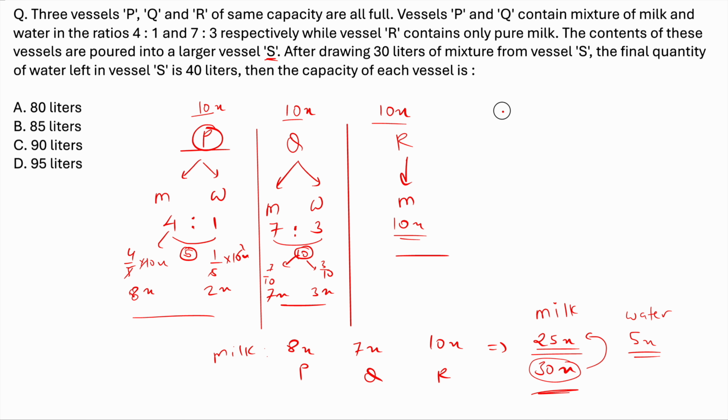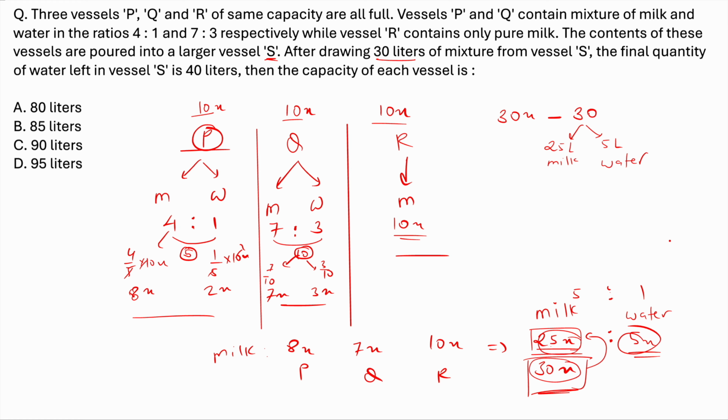Now out of these 30x liters, after drawing 30 liters from the vessel S, when you remove 30 liters, in those 30 liters also the ratio of milk and water will be the same as in the original mixture. The original mixture is 30x liters. Out of that, milk and water are 25x and 5x. This ratio is 5:1. So technically when you withdraw 30 liters, 25 liters will be milk and 5 liters will be water.